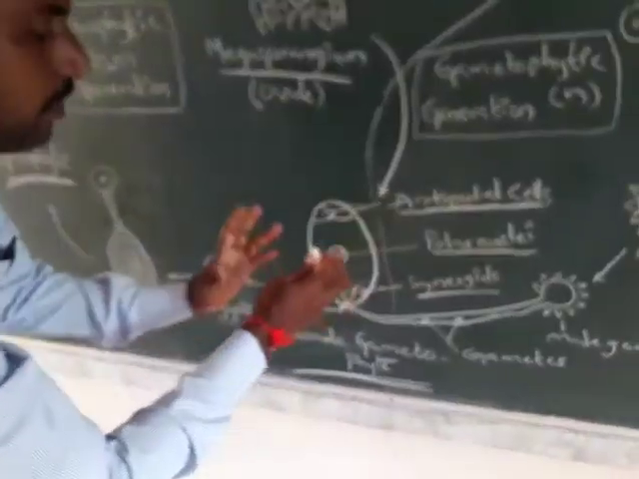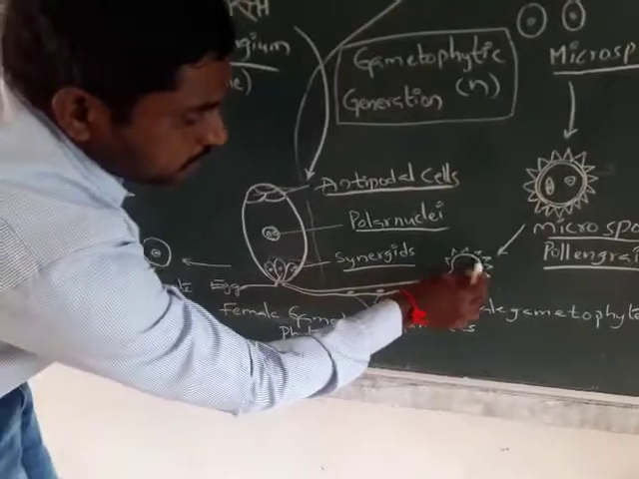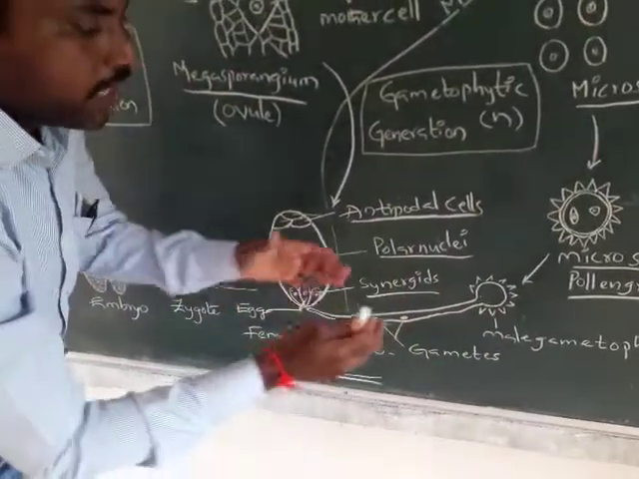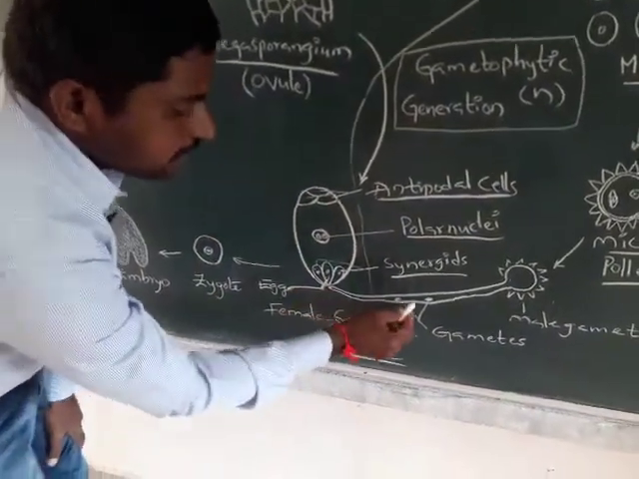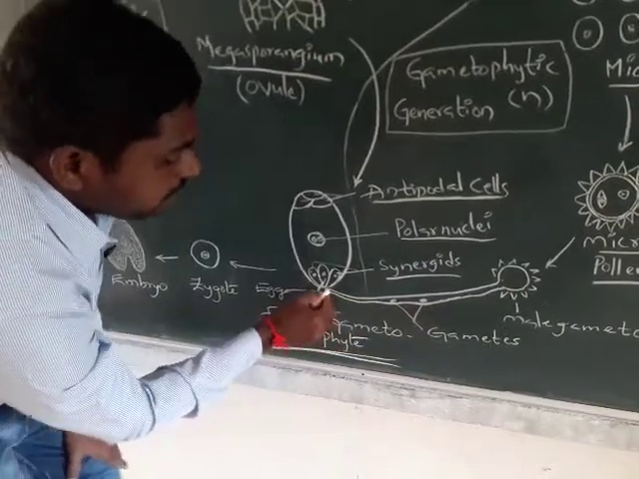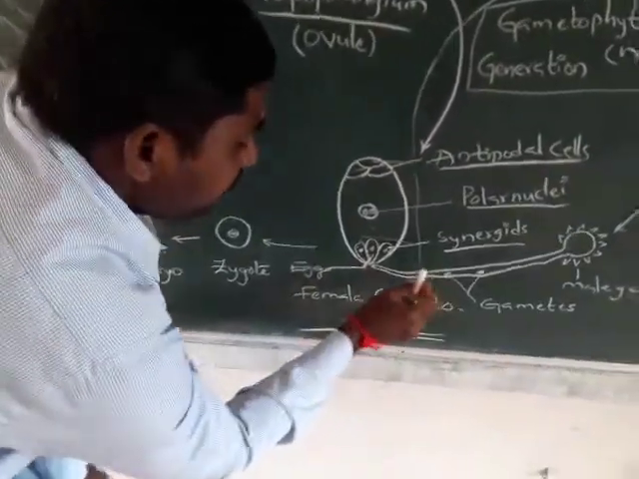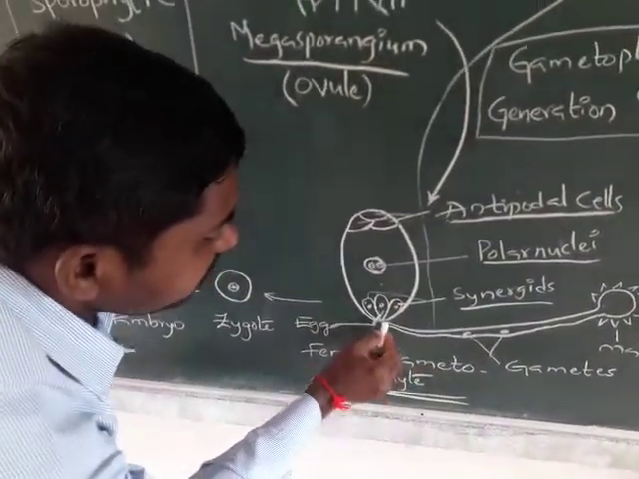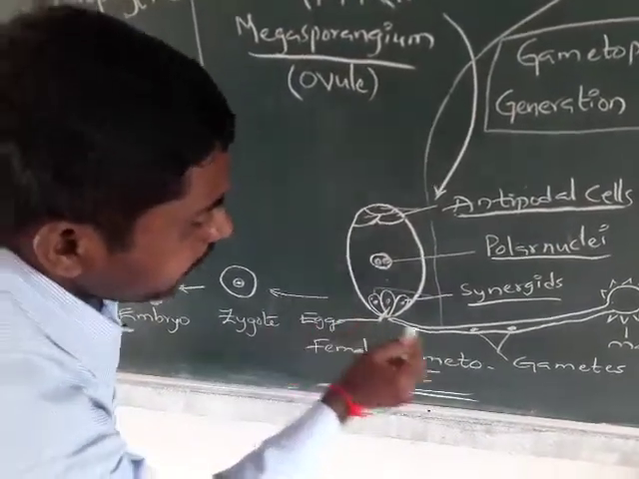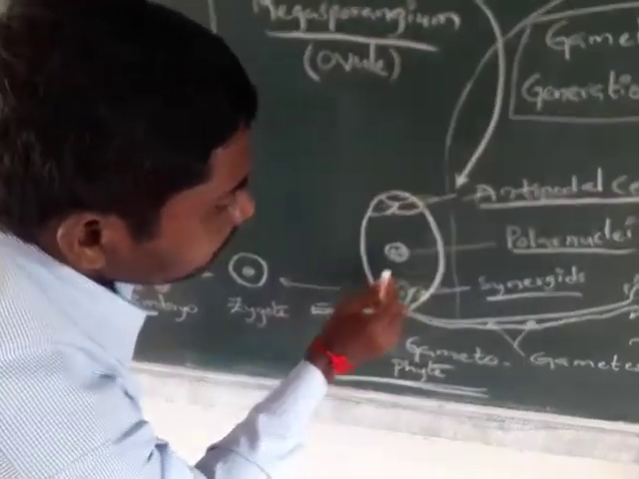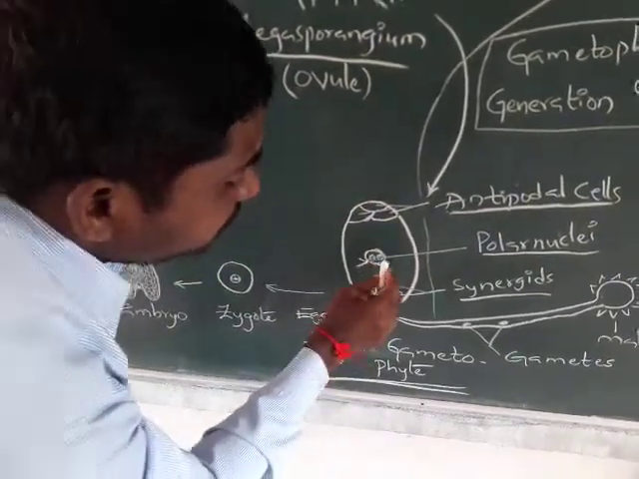Then what will happen? The pollen is germinated. The microspore germinates on the stigma, penetrates through the style, and penetrates into the embryo sac, and it releases the male gametes into the embryo sac. One of the two male gametes fuses with the egg cell and forms the zygote, and the other male gamete fuses with the polar nuclei, or the secondary nucleus, and forms the PEN.